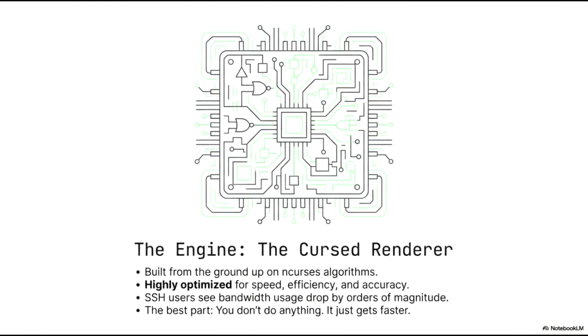At the heart of our system lies the engine, often referred to as the Cursed Renderer. This component was built from the ground up using specialized ncurses algorithms, resulting in a system that is highly optimized for speed, efficiency, and accuracy. For those utilizing SSH, the impact is immediate, with bandwidth usage dropping by multiple orders of magnitude. The most remarkable aspect is the seamless user experience. There is no configuration required on your end. The system simply delivers better performance automatically.